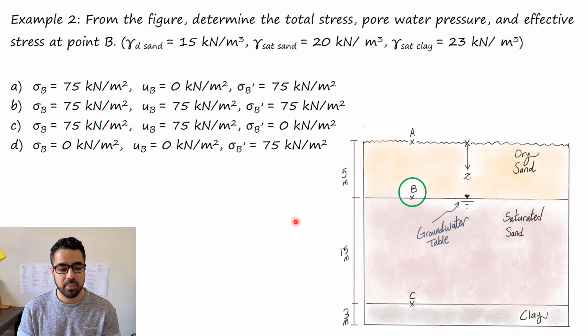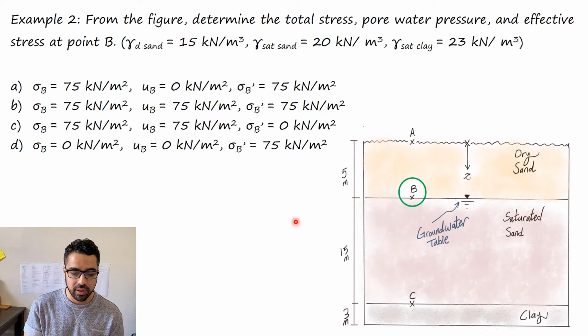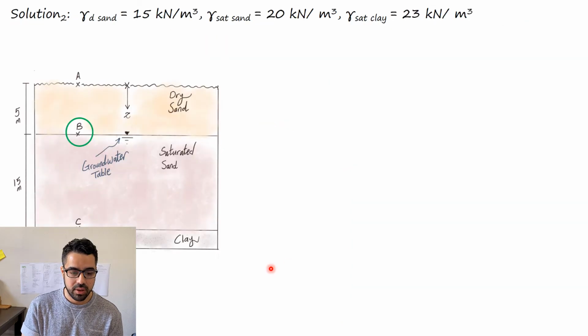Example 2 is the same as example 1. Soil profile, gamma dry sand, gamma saturated for the sand, and gamma clay are given in kilonewton per cubic meter, please, SI units. Now we're looking to find the total stress, pore water pressure, and effective stress at point B. This time is different. It's a little bit deeper, 5 meters from the surface. This is point B and this is the surface, and it's just a 5 meter difference.